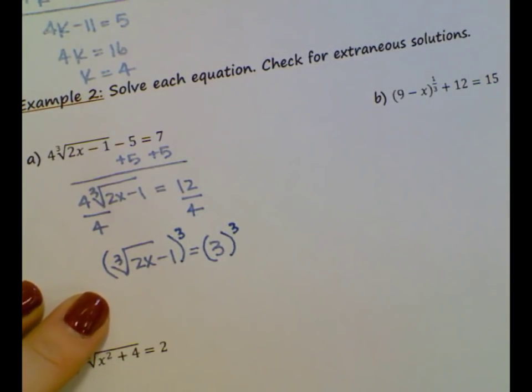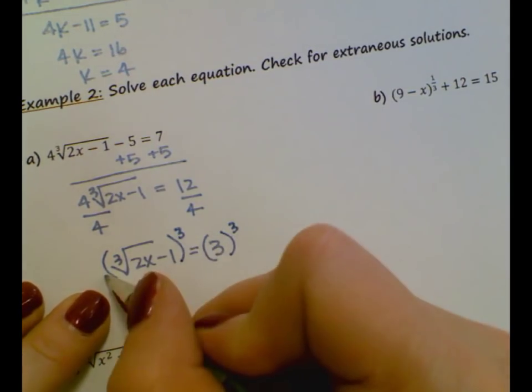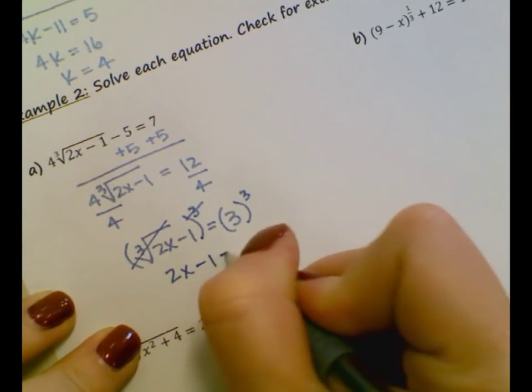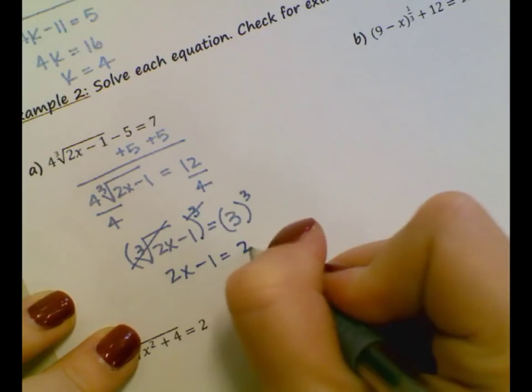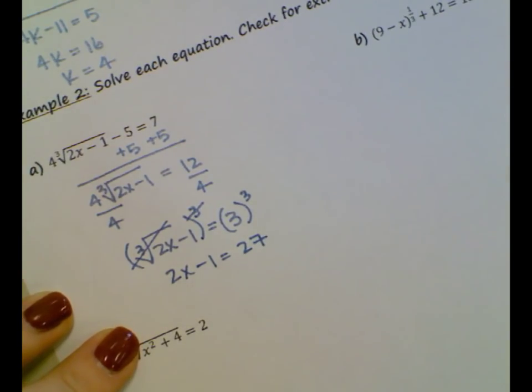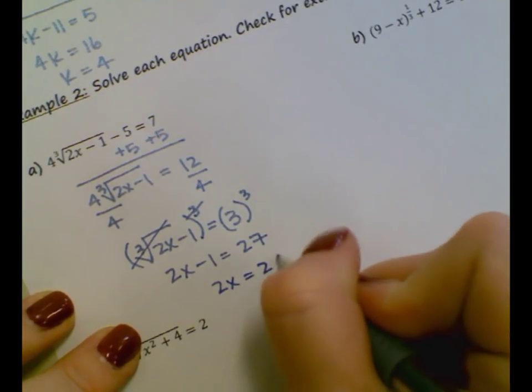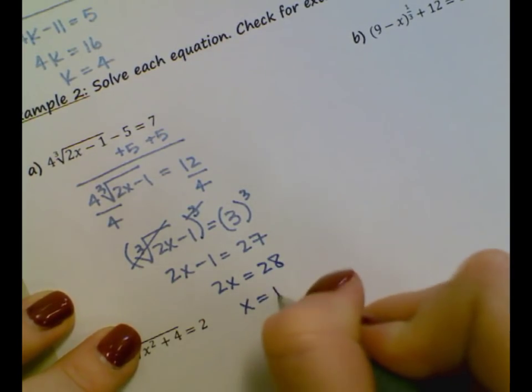Cubing. So remember, what you do to one side, you better be doing it to the other. This cube root and this cubed, they cancel out. So all you have left is a 2x minus 1. 3 cubed is 27. And then you just do your thing. I'm going to add 1, I get 28, and I'm going to divide by 2, and I get 14.